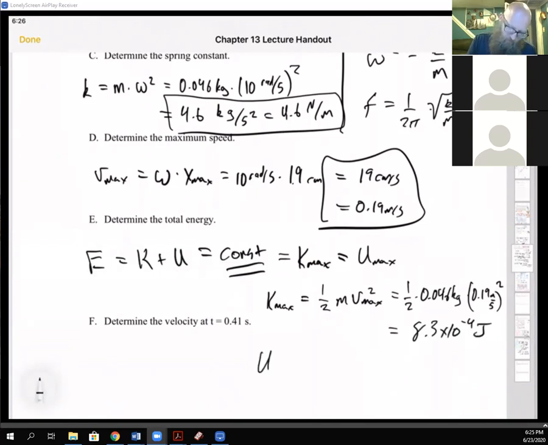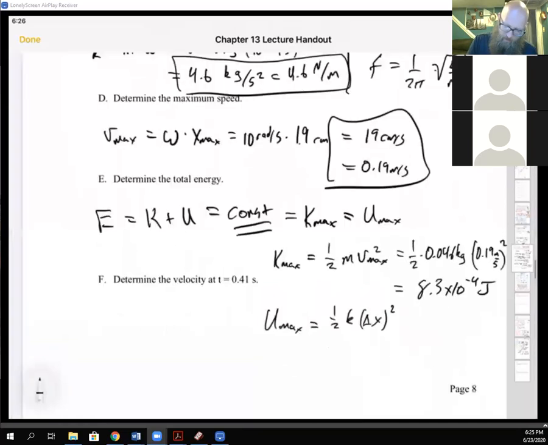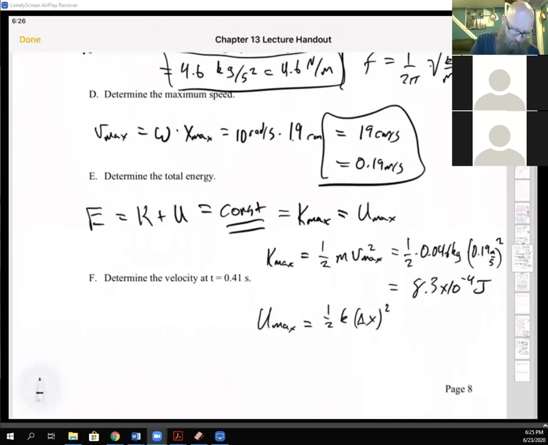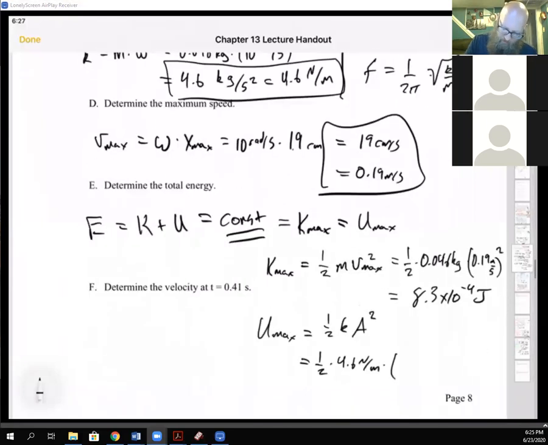But I said you could also do U max. And the spring potential is half k x squared, or delta x squared. But for maximum, I need x max. So often we just put the amplitude there. So I could just call it A squared or x max squared. So I know all of these things. That's half, k is 4.6 newtons per meter, and the amplitude was 1.9 centimeters, and I need that to be in meters, so it's 0.019 meters squared.